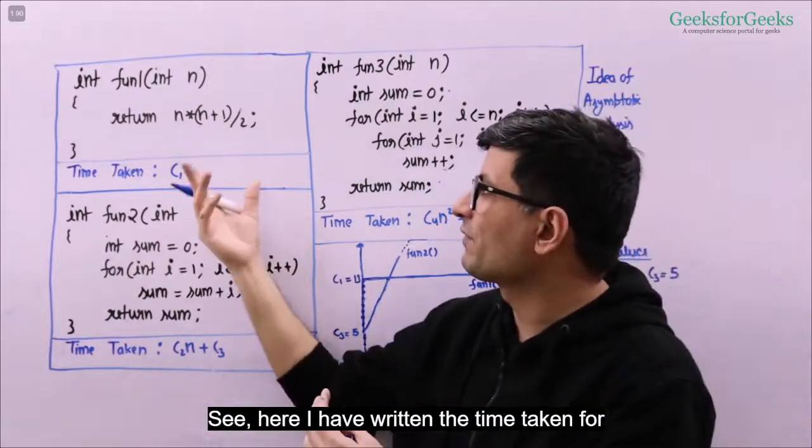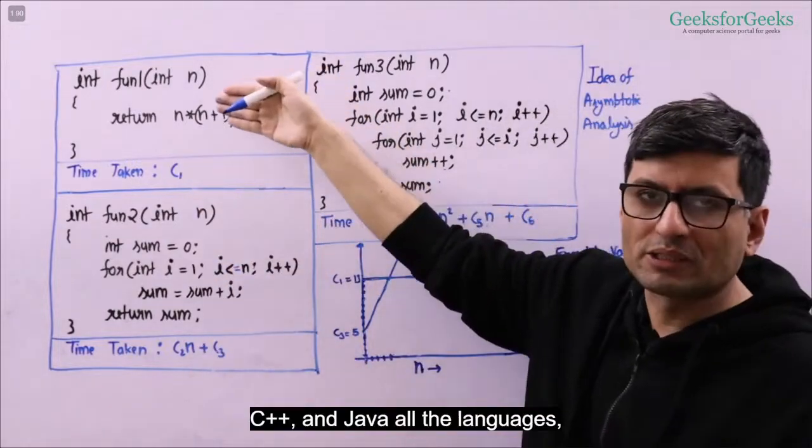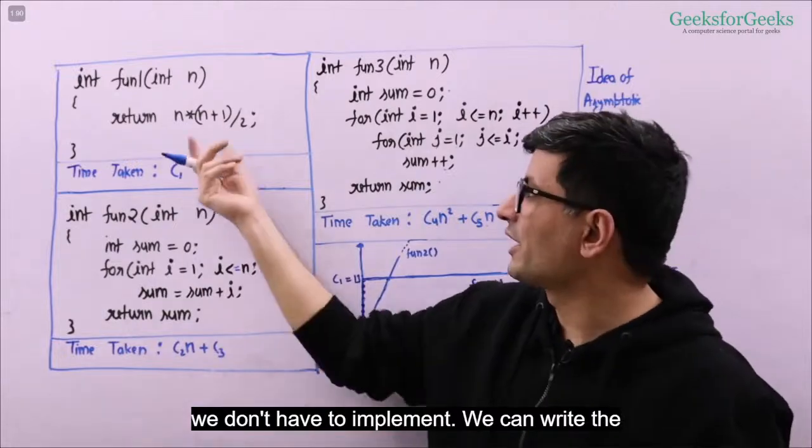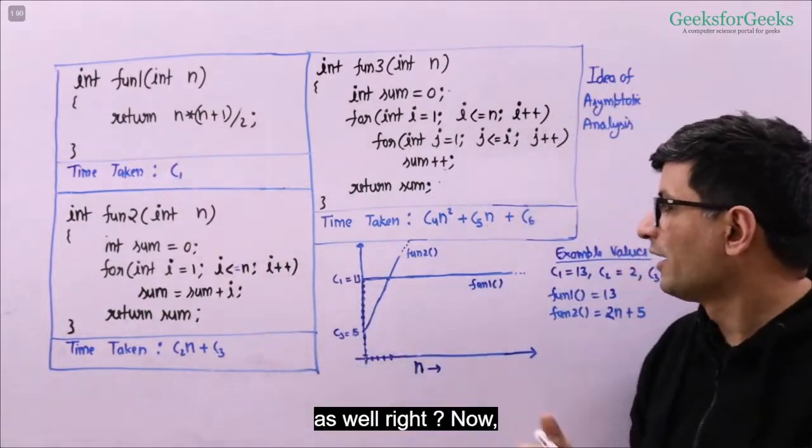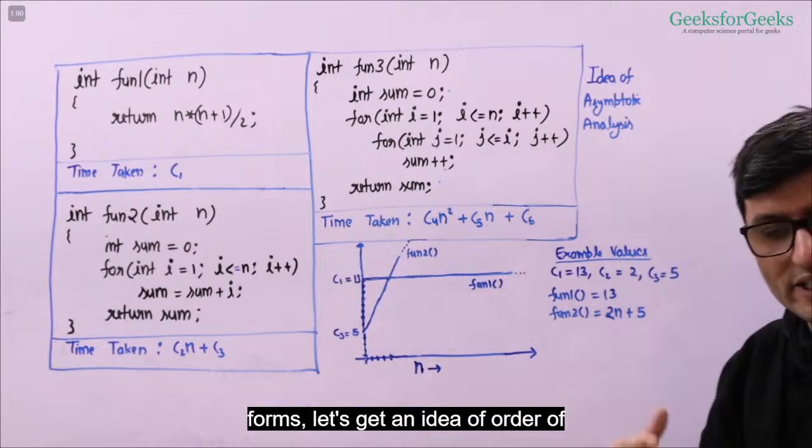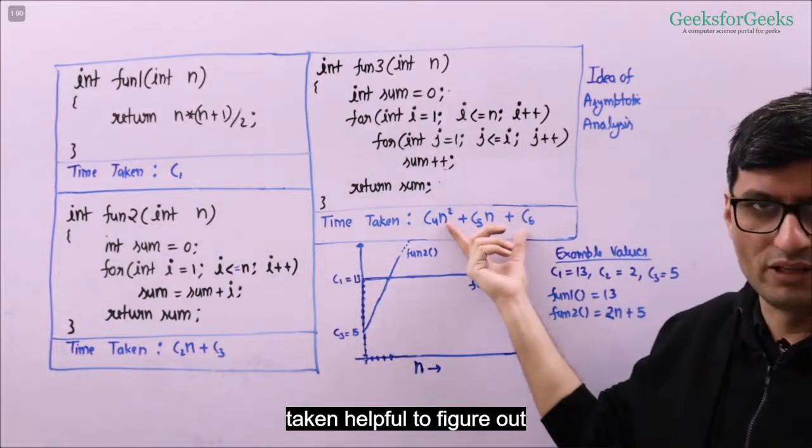See here, I have written the time taken for actual implementations. I've written the codes which work in C, C++, and Java, all the languages, but we don't have to implement. We can write the algorithm also and analyze the algorithm as well. Now, time taken we got in these forms. Let's get an idea of order of growth as well. So how are these time taken expressions helpful to figure out order of growth?